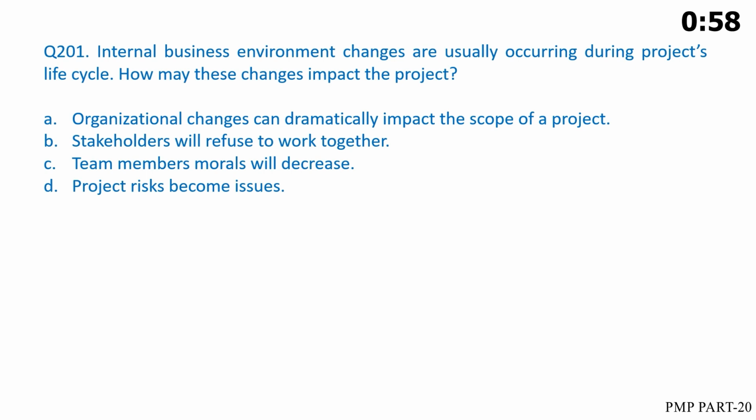Internal business environment changes are usually occurring during project's life cycle. How may these changes impact the project? A. Organizational changes can dramatically impact the scope of a project. B. Stakeholders will refuse to work together. C. Team members' morale will decrease. D. Project risks become issues.